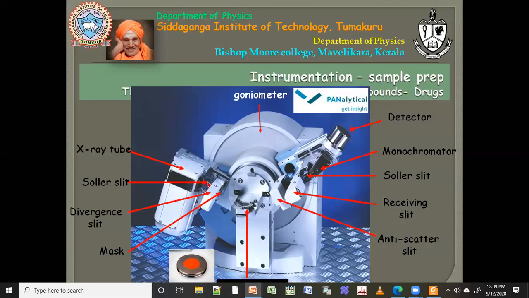So you have something called solar slits. You have divergence slits. You have something called a mask. You have anti-scattering, receiving, solar, monochromator, all these things. In most of the diffractometers, some may be absent, for example, solar slits. This may not be there in a very old X-ray diffractometer, but the rest will be there. I will tell you why you need that.